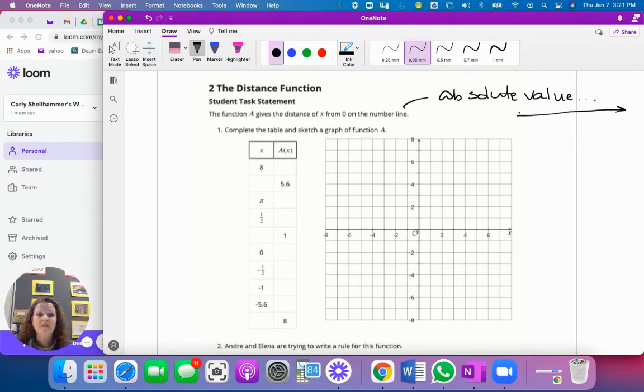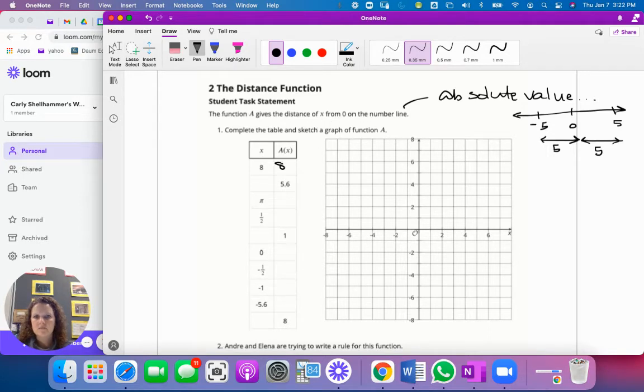So if we have a number line and we have 0, if I have a number, say negative 5, the distance from that negative 5 to 0 is 5. That's why the absolute value of negative 5 is 5. If we have 5, the distance from that number to 0 is 5. So the absolute value function is really the distance function. All right, so complete the table and sketch the function A.